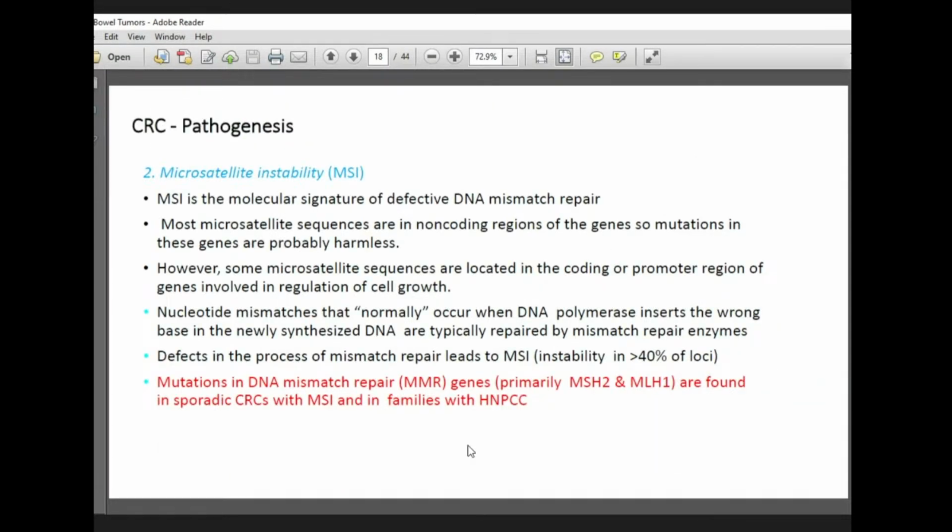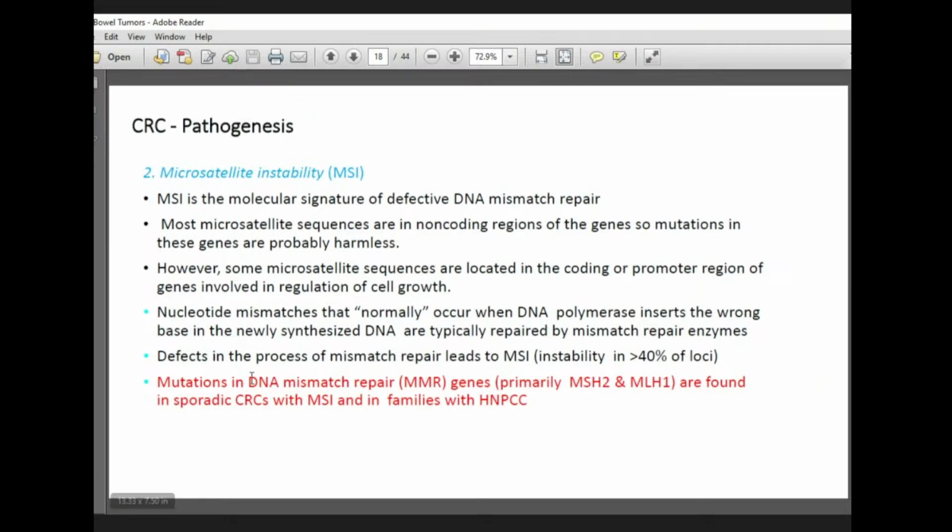Now the second mechanism is microsatellite instability. What is a microsatellite? It is the molecular signature of defective DNA mismatch repair. Whenever there is a defect in the DNA, the microsatellites send molecular signals, and the repair genes come and repair the DNA. When there is instability in the microsatellite, there will be defective DNA repair.